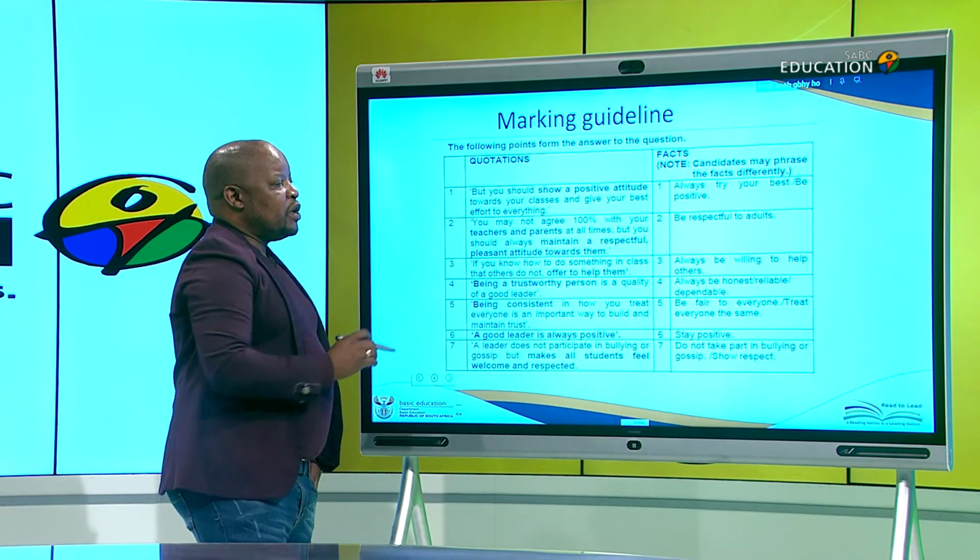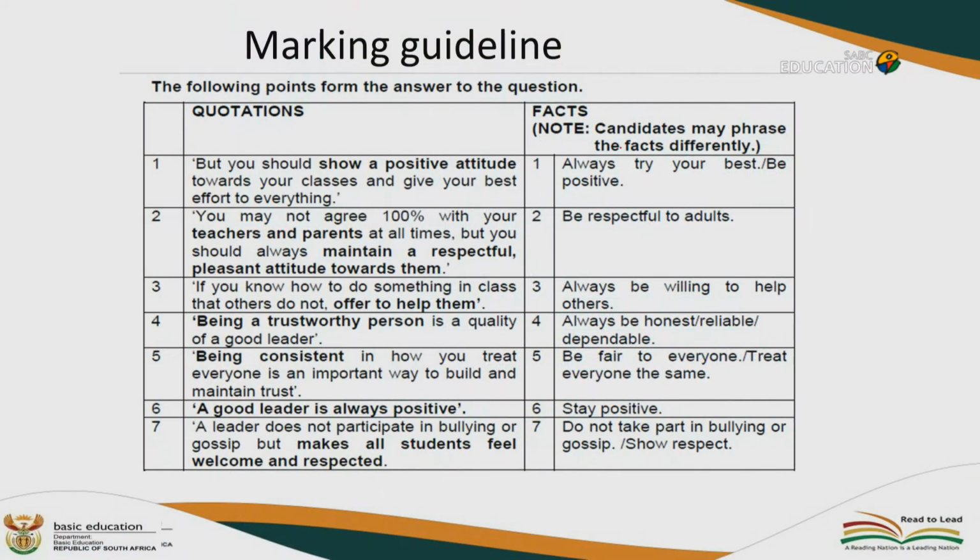Number 2 there, you may not agree 100%. We came across that one. And this one was simply changed into be respectful to adults. Number 3, if you know how to do something in class that others do not, offer to help them. Always be willing to help others. You can have it in any other different way if you want to.